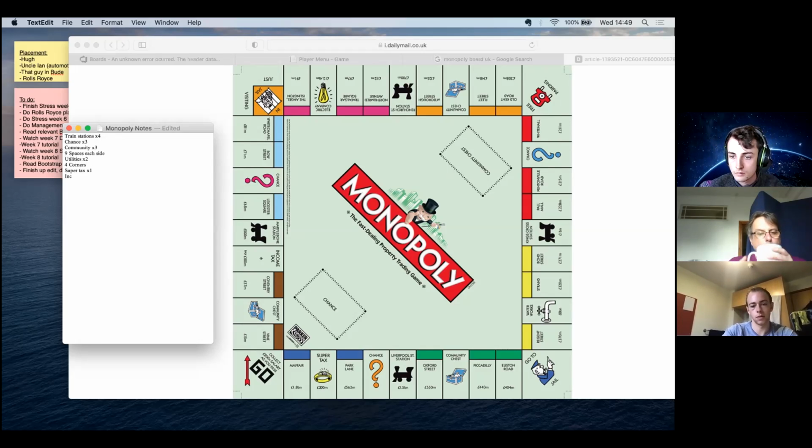Great. Oh yeah. I was going to say 1 free parking, but those are already covered in the corners, aren't they? Yeah. Okay, and we've got a community chest and a chance area. So that's something actually we should model as well. So we've got a community chest deck and a chance deck, as they are, I suppose, aren't they? They're a deck of cards.